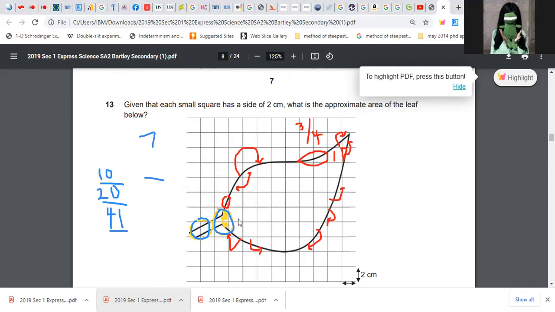Actually, you just estimate only. How many squares does this leaf have? So you just do an estimation because you don't need to be precise, okay? How many squares do you think this one is? You could count. Count inside.